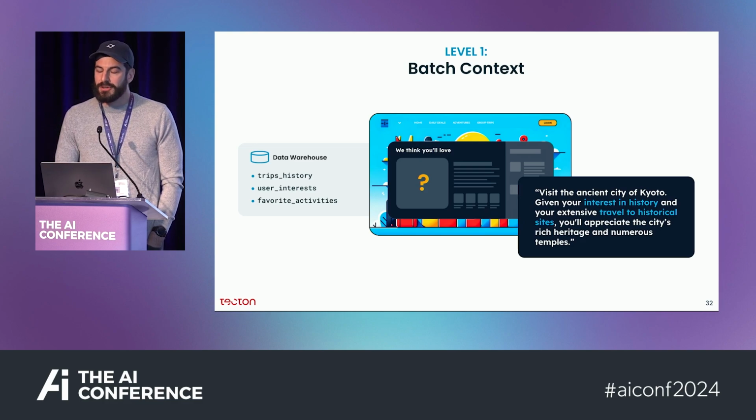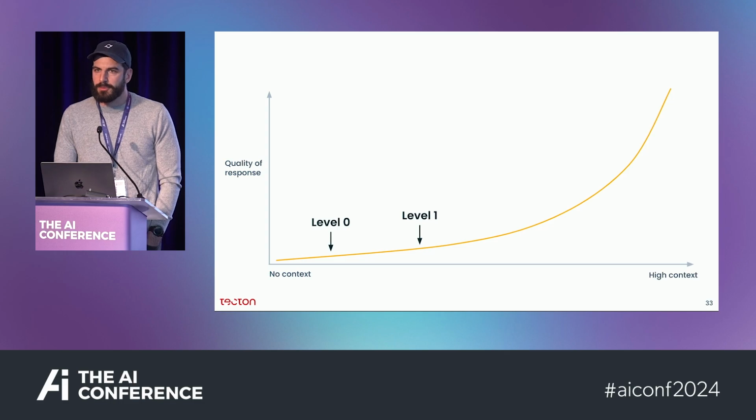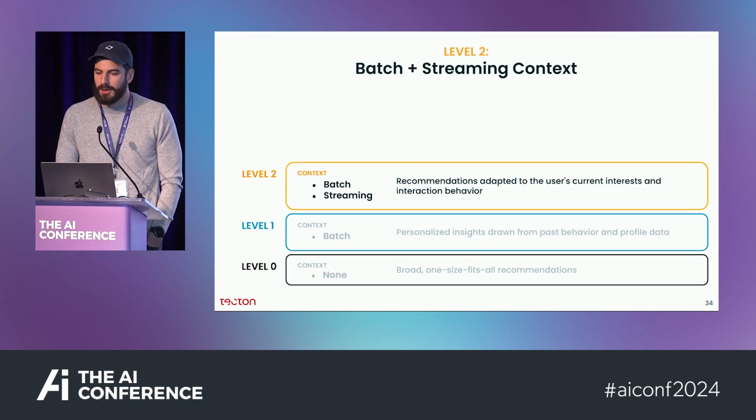And so then you can get a recommendation that's like, hey, you should go to this place because you have an interest in this. Or you haven't been here before, but you've been to similar places. So that gets you to level 1. And we want to go all the way up to really high quality context.